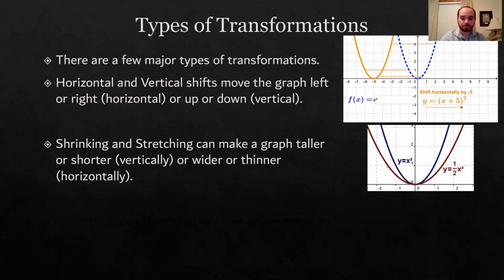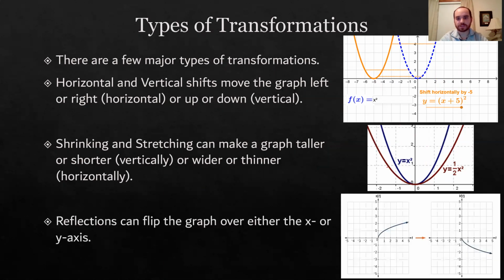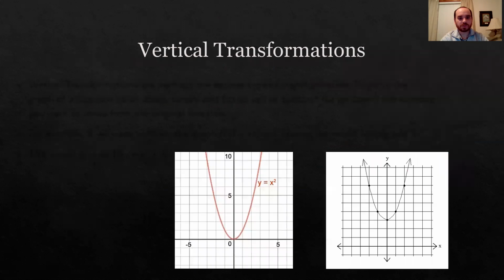And then the last one we're going to look at is reflections. This is actually square root of x, and in this case, they reflected it across the x-axis. You can also reflect across the y-axis, so then it would be going like that or somewhere close to it.